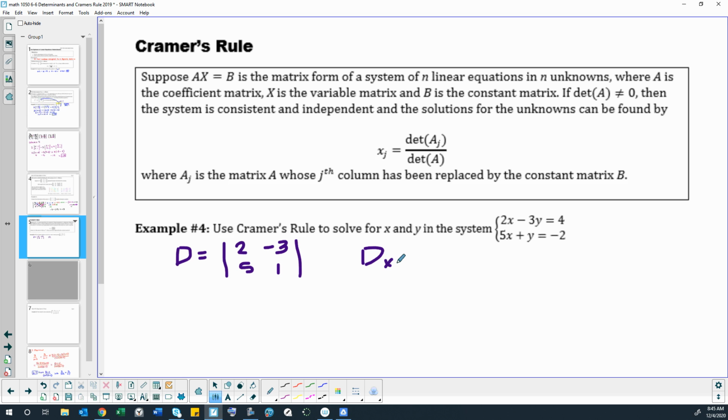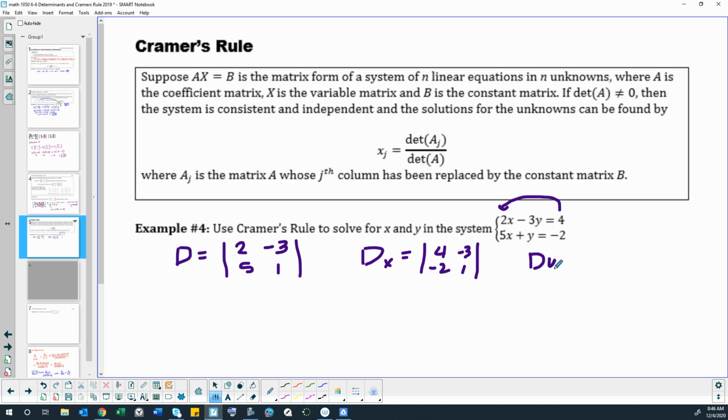Then we have determinant x. Determinant x comes from taking our constants and replacing the x column of our matrix with those constants. So Dx would be 4, -2. So I have the constants instead of the 2, 5. And then I still have that -3, 1 there.